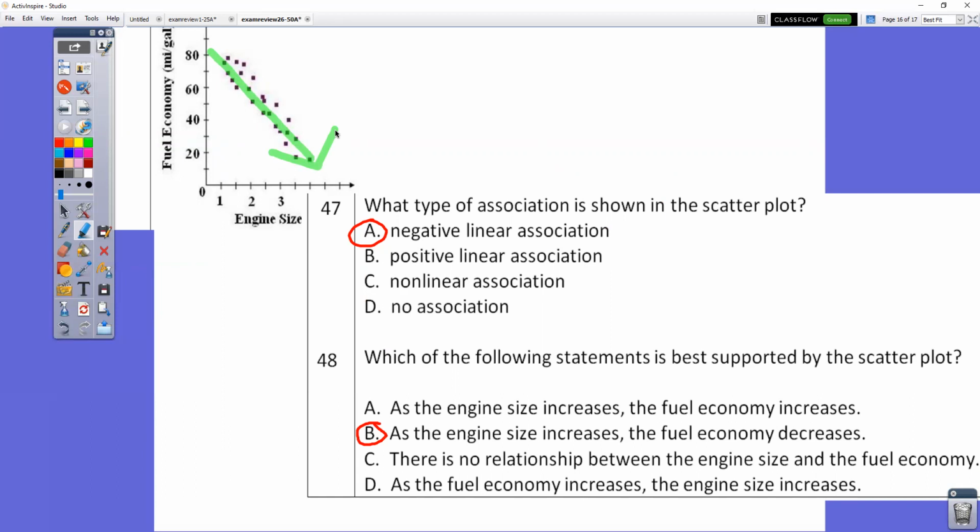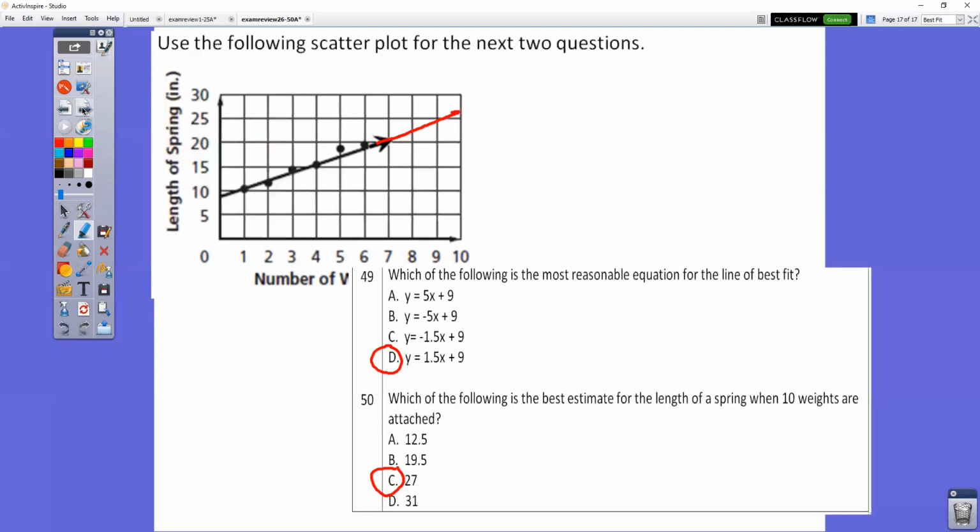In question number 48, which statement is true? It's choice B. As the engine size increases, notice as we go from left to right, the engine size is going up. Well, what happens to the fuel economy as we go to the right? This is going down. So as the engine size increases, the fuel economy decreases, which is choice B.